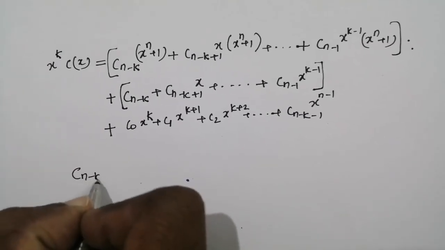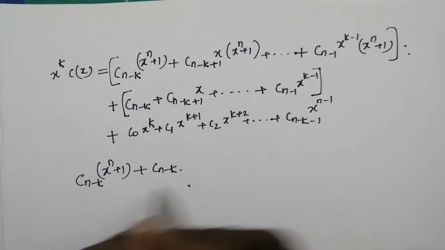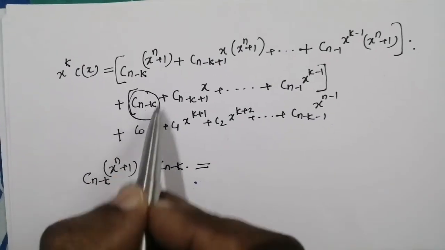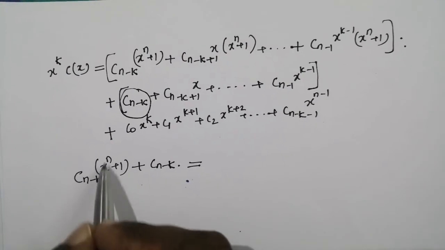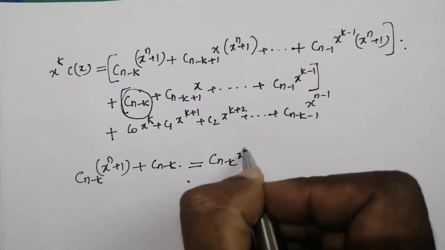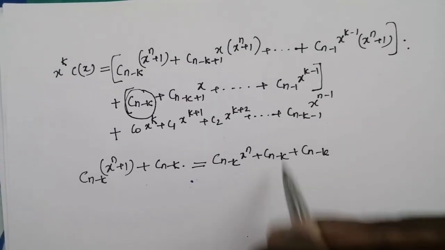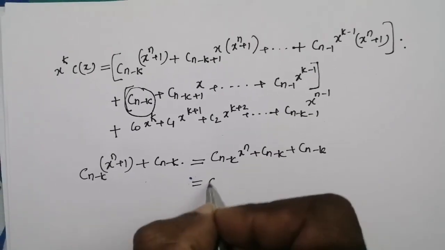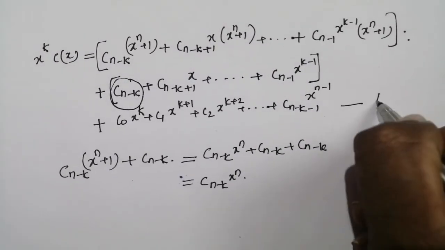We have cn minus k x raised to n plus 1 plus cn minus k is equal to, so I added this term for cancelling the additional term deliberately introduced here, right? So that is cn minus k into x raised to n plus 1 plus cn minus k is cn minus k x raised to n plus cn minus k plus cn minus k. So we know that this is modulo 2 addition. Addition of identical terms will give you 0. So this will be equal to cn minus k x raised to n. Now this is equation number 4.